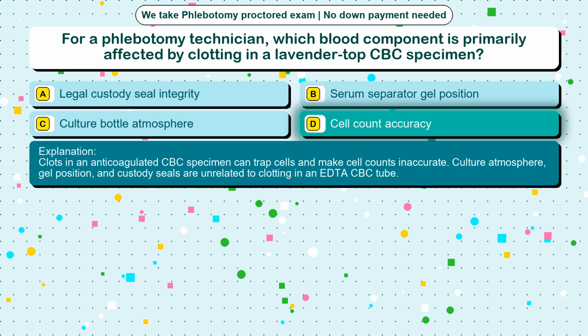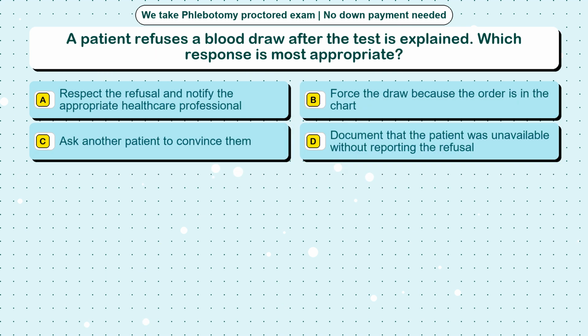Clots in an anticoagulated CBC specimen can trap cells and make cell counts inaccurate. Culture atmosphere, gel position, and custody seals are unrelated to clotting in an EDTA CBC tube. Question 65.